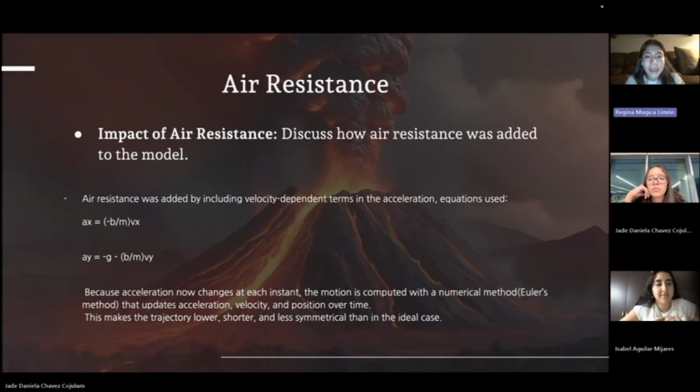Air resistance was added by including terms that depend on velocity. This means the faster the object moves, the more the air pushes against it. Because accelerations keep changing, we use a numerical method called Euler's method to update the motion step by step. As a result, the object's path becomes lower, shorter, and less even than it would be without air resistance in the ideal case that we previously saw.